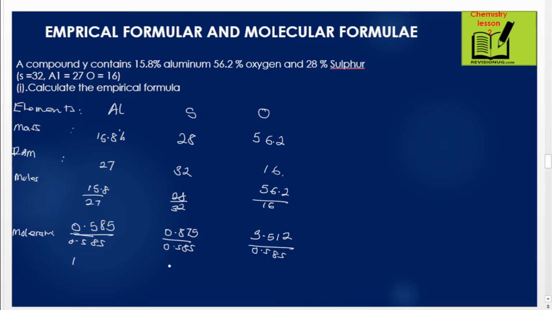0.875 divided by 0.585. The answer is 1.49. That is 1.49. Then this one is going to give us 3.5.